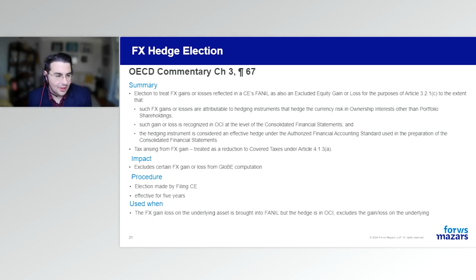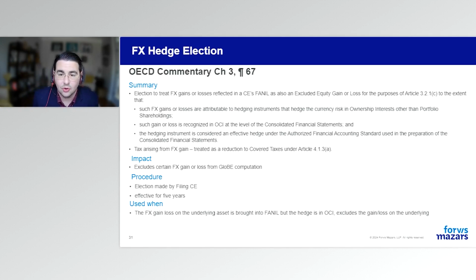So yeah, there is an election. There's also this FX hedge election under the commentaries, where it allows you to treat FX gains or losses in FANL as excluded equity gains or losses to the extent that there's FX gain or loss related to a hedge arrangement for currency risks. I think of swaps when this happens a lot in the financial services industry that I'm not too privy to. A lot of my clientele is not in that, but for those experts that I rely on, that's usually where it comes in. So you can use this election if those gains or losses are attributable to hedging instruments on currency risks. You can't be a portfolio shareholding entity for that.